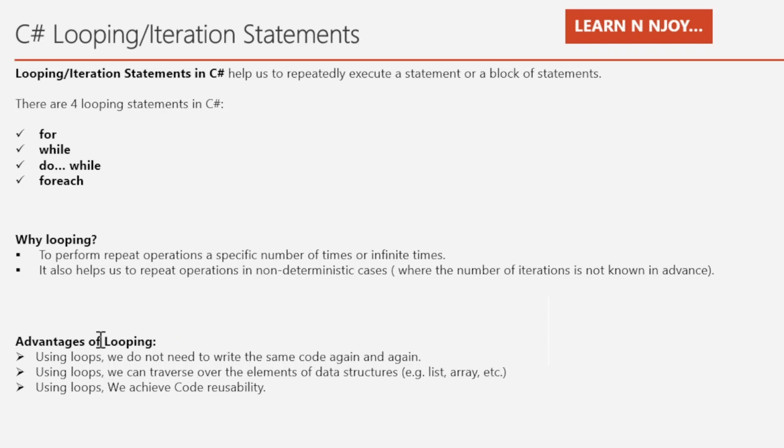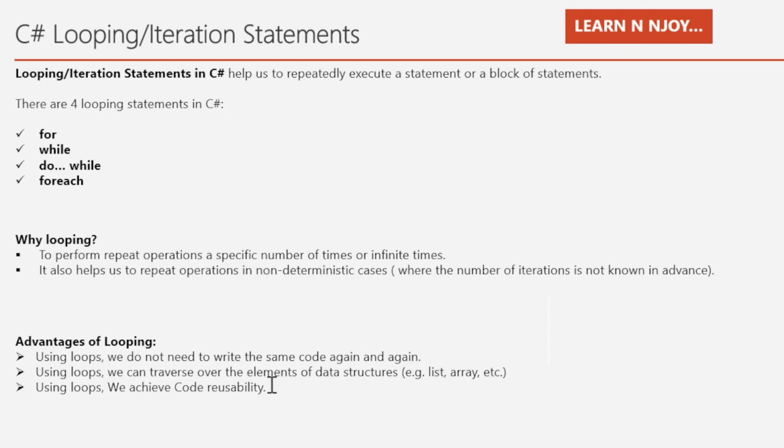Okay, so now let's discuss some of its advantages. Number one, using loops, we do not need to write the same code again and again. Number two, using loops, we can traverse over the elements of a data structure, for example, list, array, etc. So what it means is we can iterate the elements of a list collection or arrays with the help of the looping concept. Isn't that great? Number three, using loops, we achieve code reusability. Here code reusability means we write code one time and use the same code on many occasions to solve the business problem. So here looping also helps us achieve code reusability.